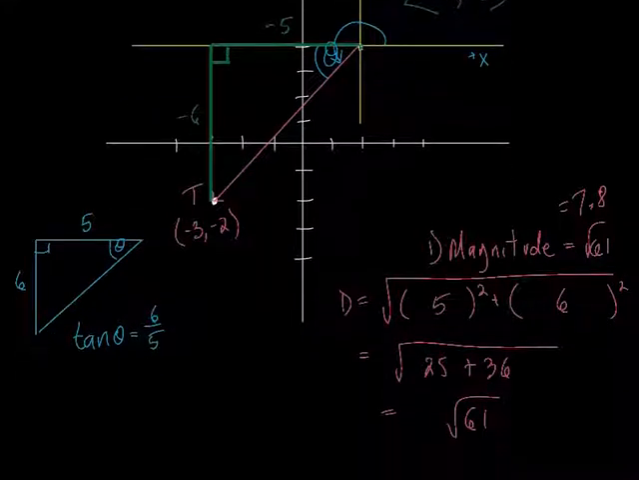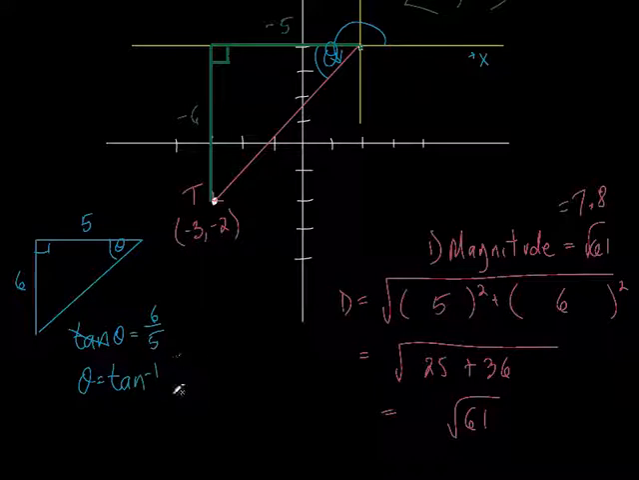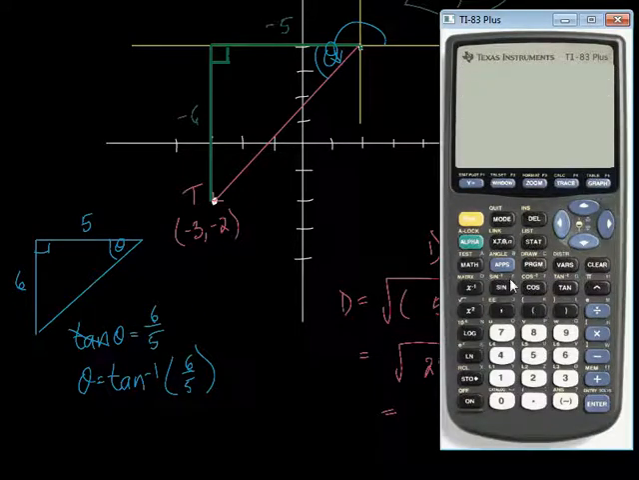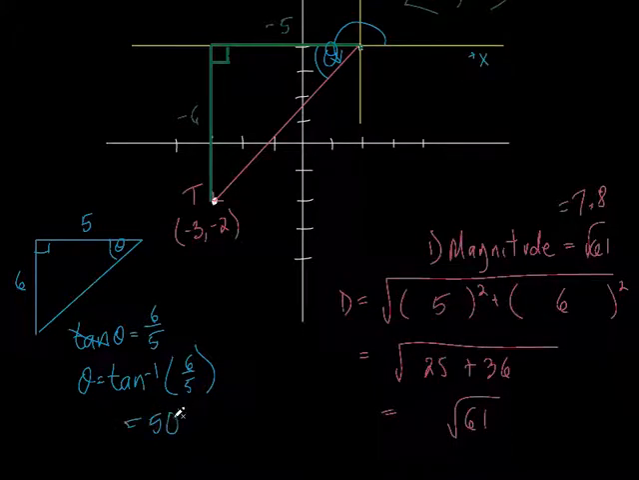And now one more thing before we put it into a calculator. Theta is equal to, how do we get rid of that tangent? Take the inverse tangent, which looks like that, of 6/5. Okay, get the calculator out and clear it. I hit second function tangent of 6/5, or 6 divided by 5, equals, and it's 50.2, but in degrees we just round to the nearest degree, so that would be 50 degrees. So that's equal to 50 degrees.